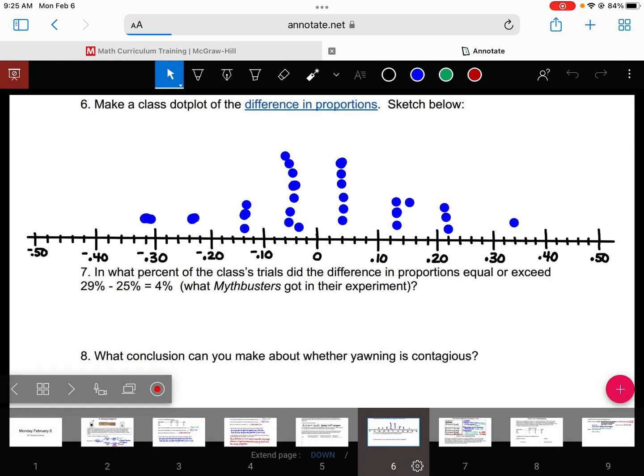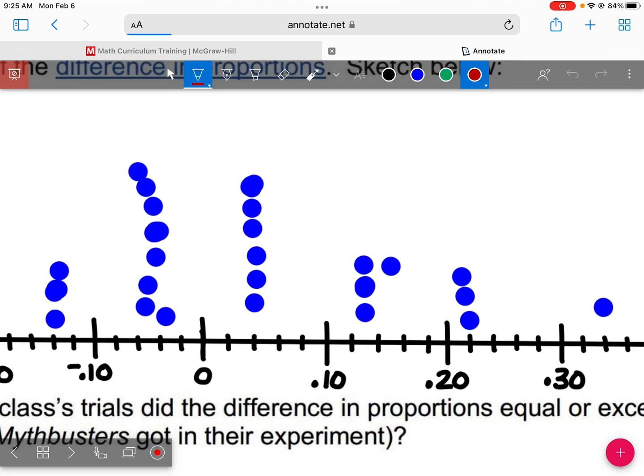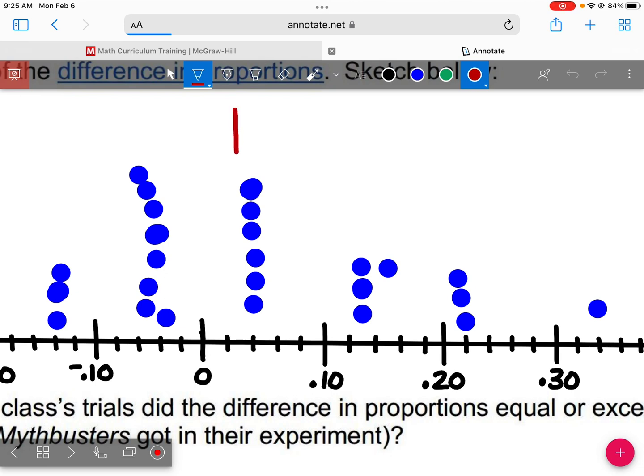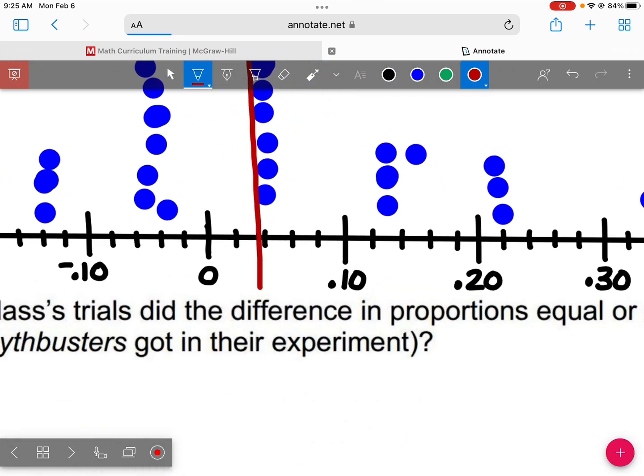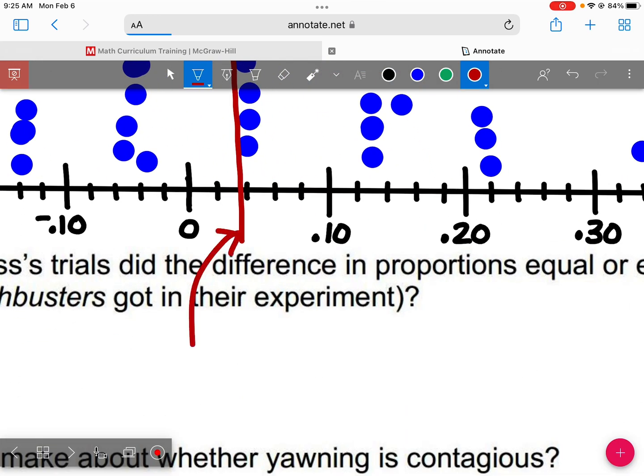In what percent of our trials did the difference in proportion exceed or equal 4%, what the Mythbusters experiment got? So where is 4% up here? Just to the right of 0. So it's that second little mark there. So right here, because this was the Mythbusters result. Let me write that up a little higher.